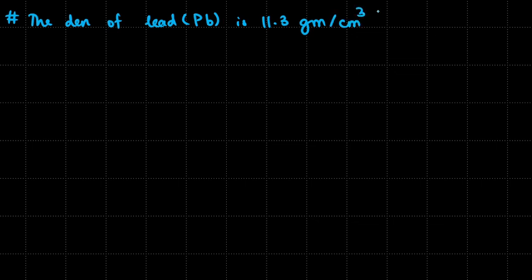We are going to start another question, which is: the density of lead, whose symbol is capital P and small b, is 13.3 gram per centimeter cube.